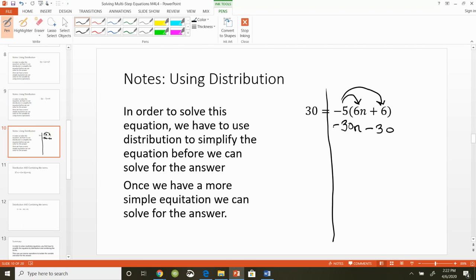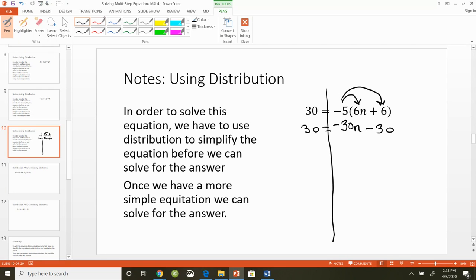Okay, so what ended up happening is I distributed the negative 5 to all of the terms inside the parentheses on the right. That gave me negative 30n minus 30. It's going to be equals 30 on the left-hand side. So what I did is I brought down the numbers that I haven't used yet. Now I know this problem is tricky because you got 30s, negative 30, negative 30. It looks kind of crazy.